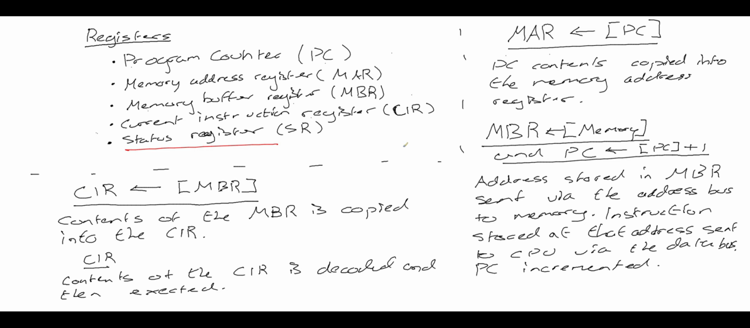Well, what the status register does is it stores the information about the state of the processor. So any information about the execution of a particular instruction is stored in the status register. And an example of this would be if an overflow error occurs in a calculation, the status register would store a particular binary bit pattern which indicates that an overflow error has occurred.